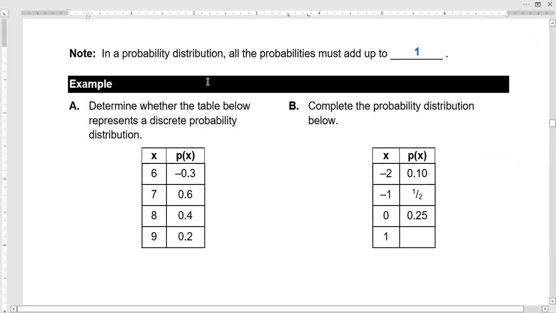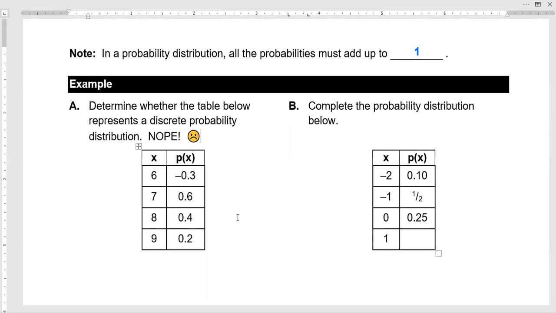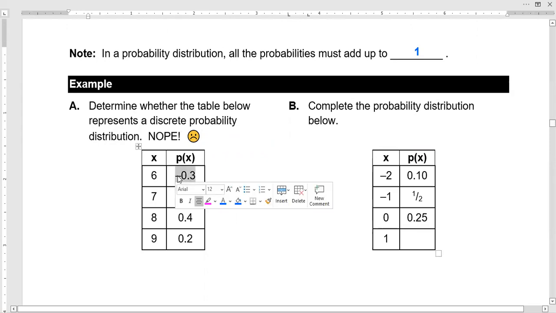So let's take a look at these two examples here of using that kind of as a check. So for part A, it says determine whether the table below represents a discrete probability distribution. Now there are a couple of things here that are telling me this is not a discrete probability distribution. So take a moment and look at it and see if you can figure out what those things are. So one thing that stands out to me is this negative 0.3.